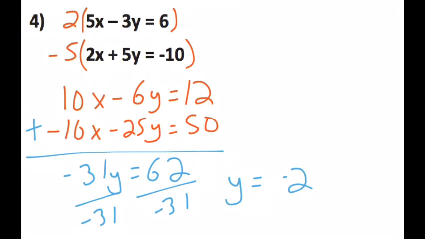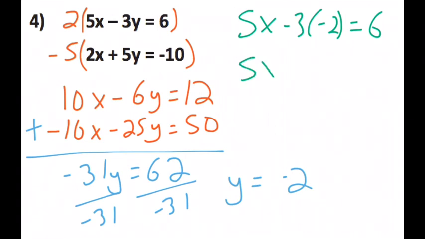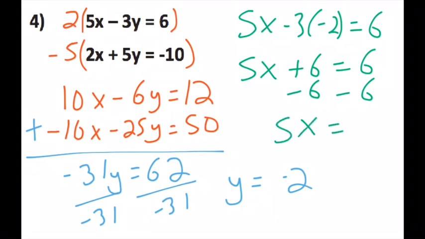If I plug negative 2 back in for y, in my first equation there, I have 5x minus 3 times negative 2 equals 6. 5x plus 6 equals 6. Subtract 6 from both sides, so 5x equals 0, and x equals 0. So our solution is 0, negative 2.